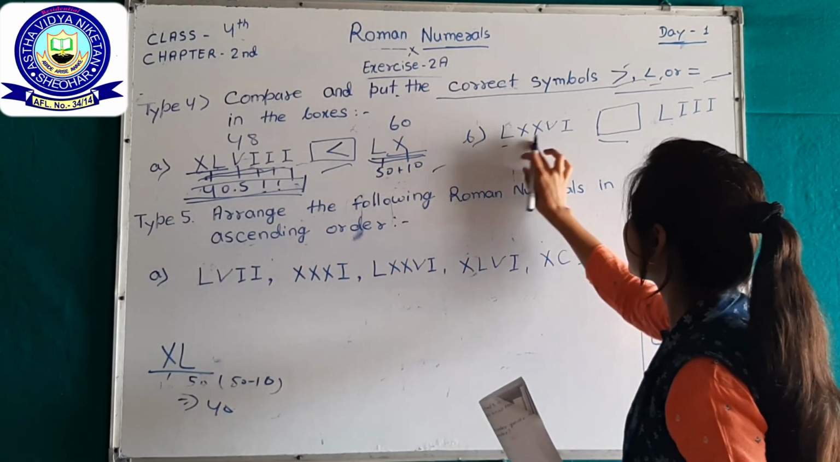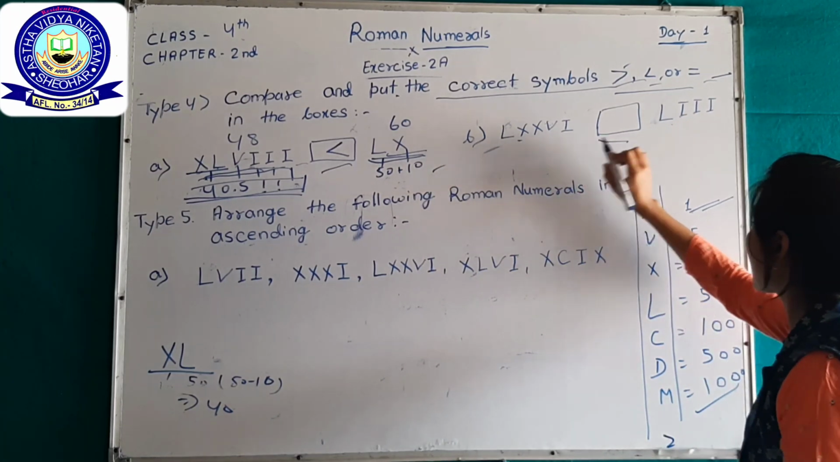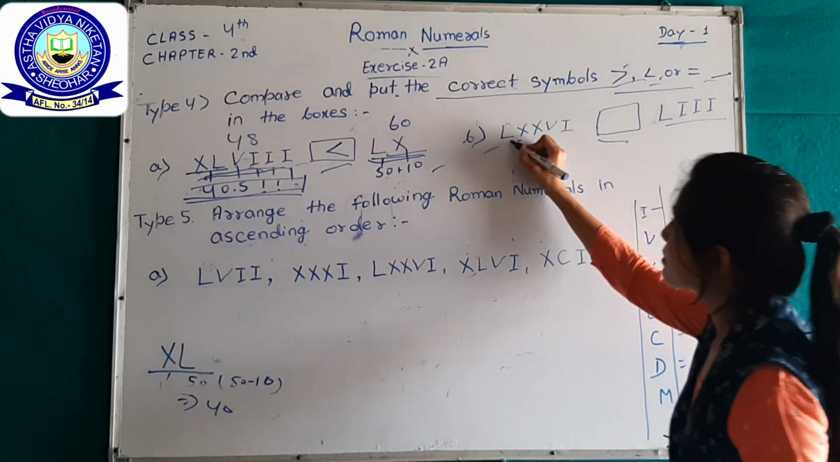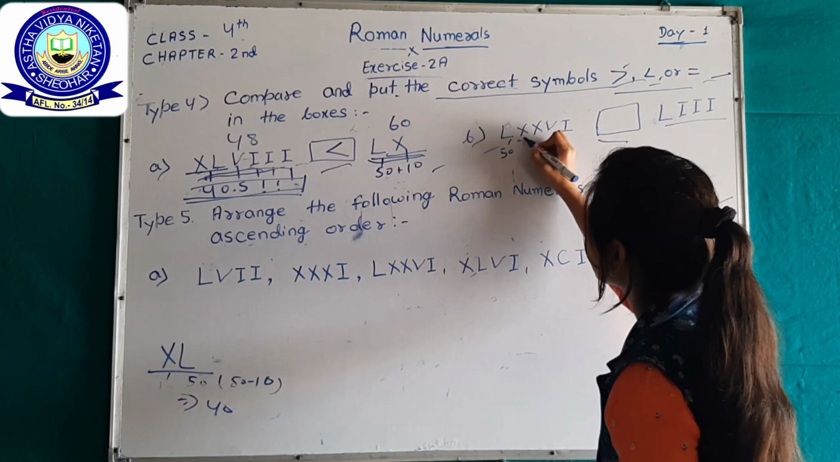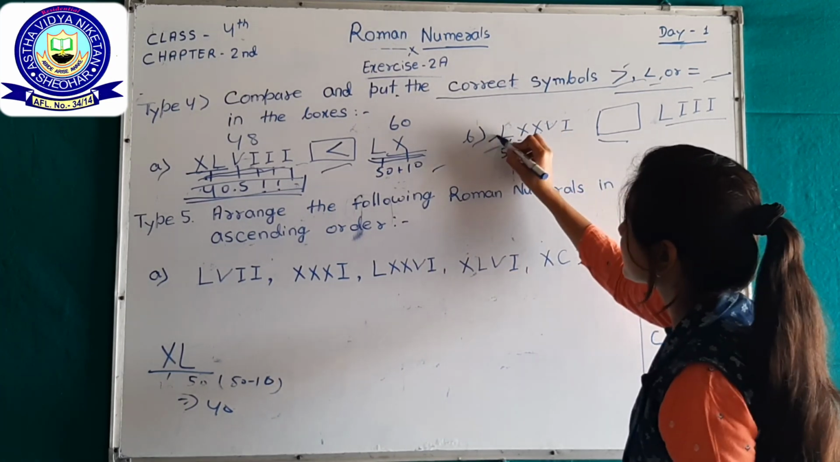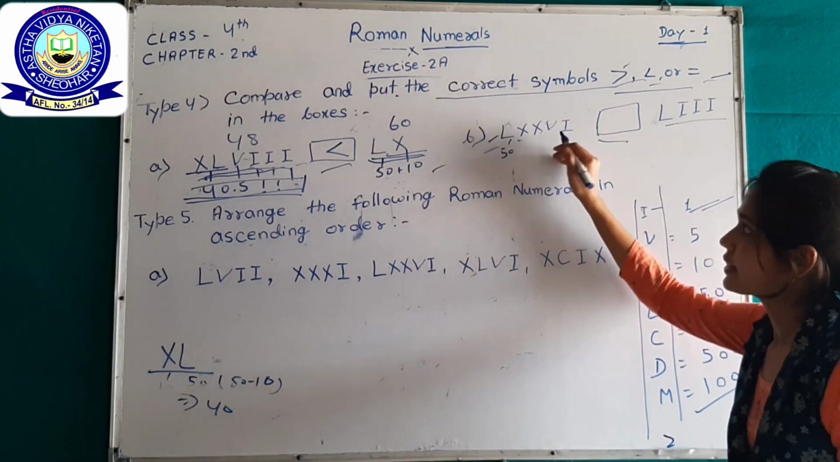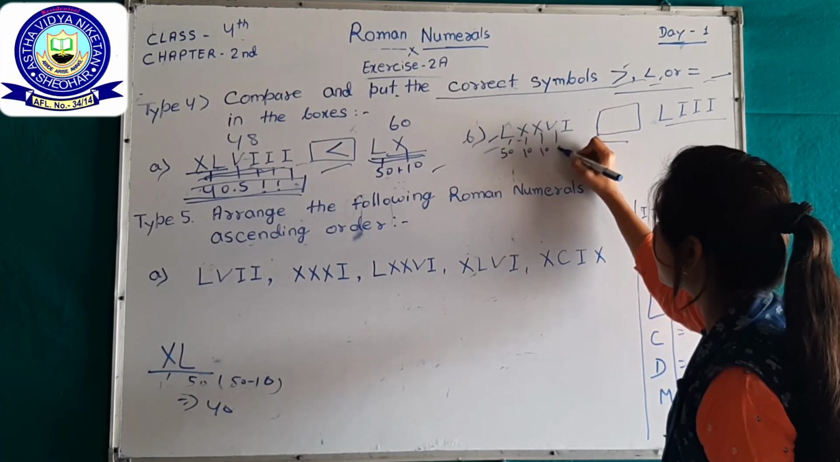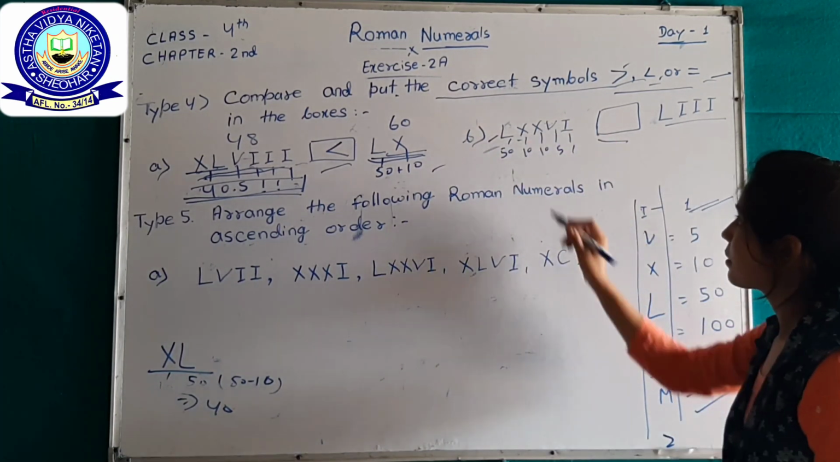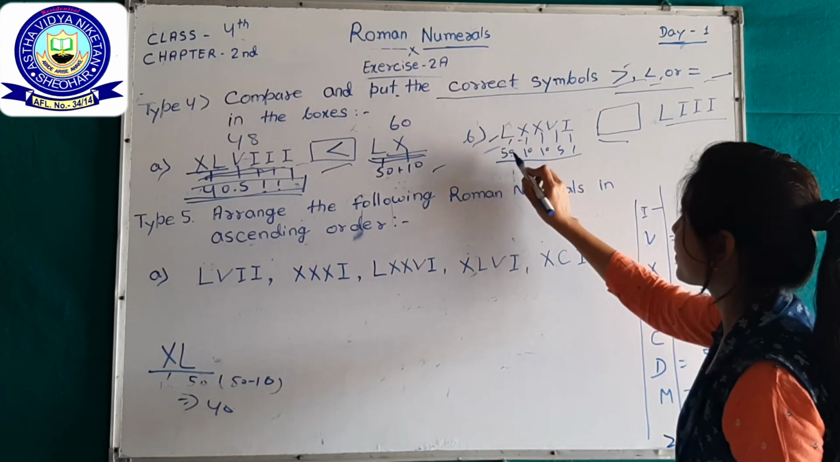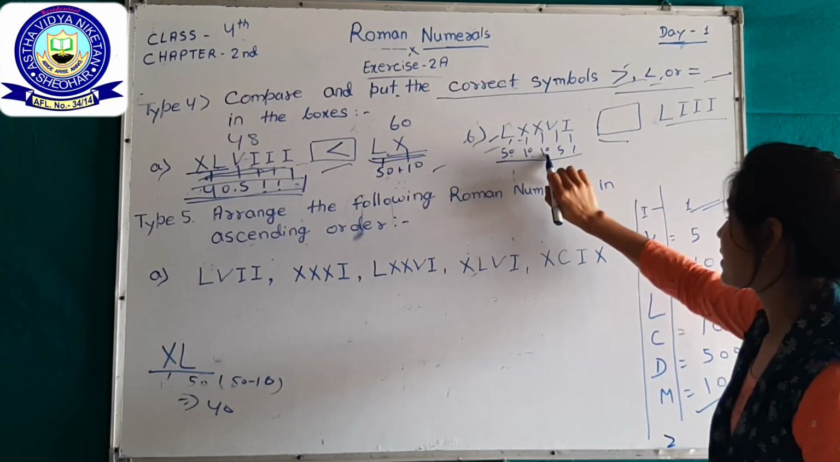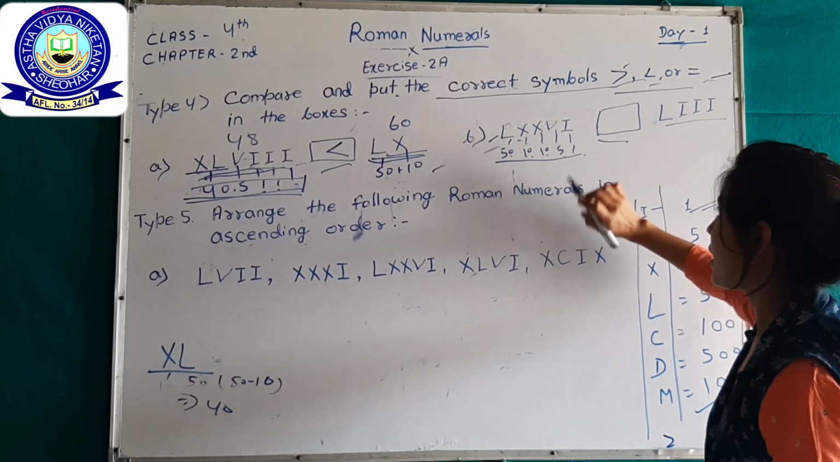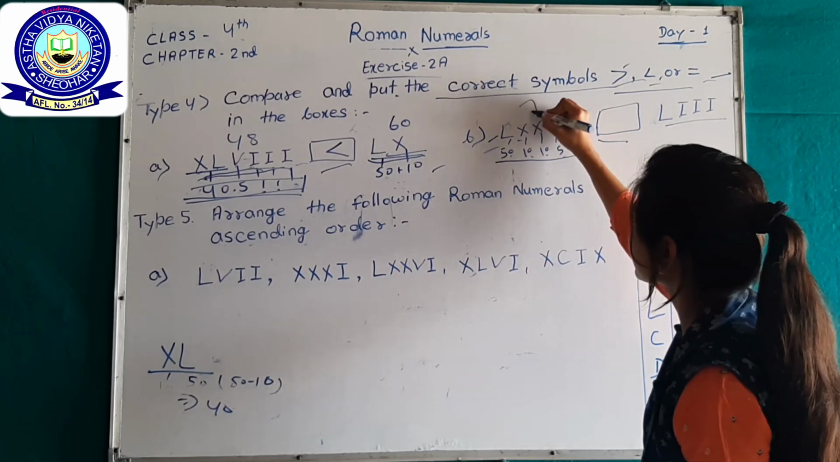And your second example is LXXVI and LXIII. L means 50 and this X appears after this symbol, so it will be added. X means 10 and this X means 10, V means 5 and I means 1. Now add it: 50 plus 10, 60 plus 10, 70 plus 5, 75 and 1, 76.